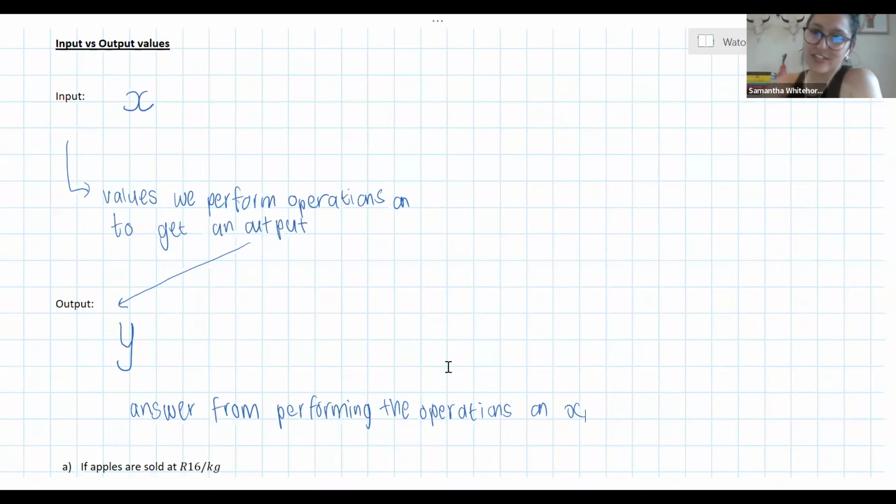So take a screenshot of this if you haven't written all of it down, and then we're going to have a look at how we now apply this concept of input and output.